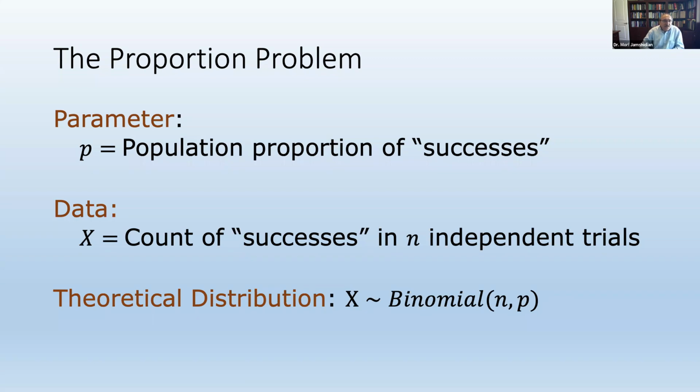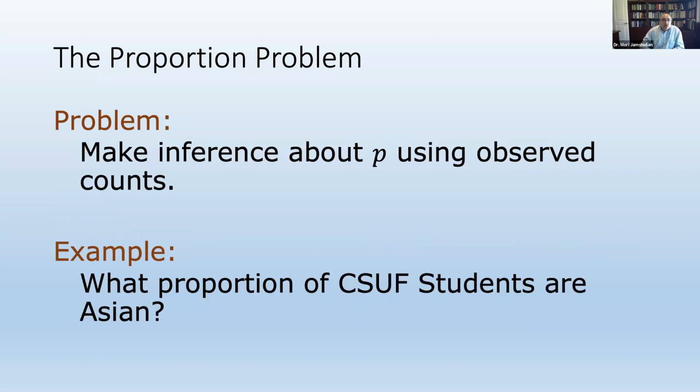In order to make inference about P, I need to have some data, and the data is going to be the count of successes in independent trials. Remember that classically we use the sample proportion, but I'm going to be using counts here. And at this stage, the students are familiar with the binomial distribution, so they should understand that these counts have a binomial distribution with parameters n being the sample size and p being the probability of success. So the problem is to make inference about p using our observed counts of successes.